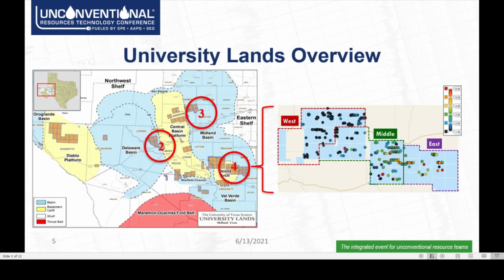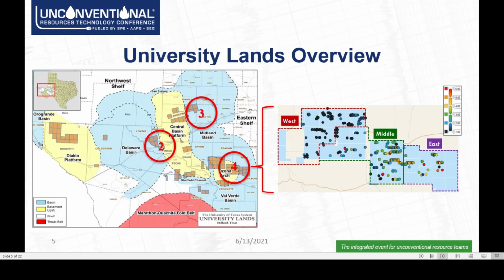Here's an overview of university lands and the locations of interest. These are denoted from areas 2, 3, and 4. Area 2 is focused in the Delaware Basin, in the southern Delaware Basin, the Texas side of the Delaware Basin. Area 3 is Andrews County, mostly focused in the northern Midland Basin. Area 4 is Reagan and Irion County. It encompasses 5 different counties, but you'll notice that Area 4 is in the southern part of the Midland Basin.